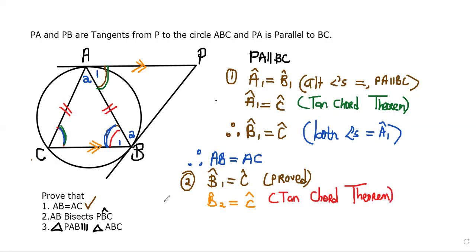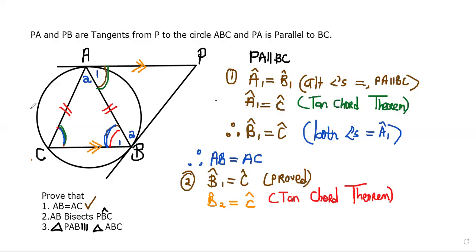angle between the tangent and the chord is equal to the angle in the what? In the alternate segment. So that is the tan-chord theorem. So don't forget, this theorem says the angle between the tangent and the chord is equal to the angle in the alternate segment. That's why I'm saying B2 is equal to angle C. That is the angle B2, which is between the tangent PB and the chord AB, is equal to the angle in the alternate segment represented by angle C. So we can actually see that here B1 is equal to angle C, B2 is equal to angle C.